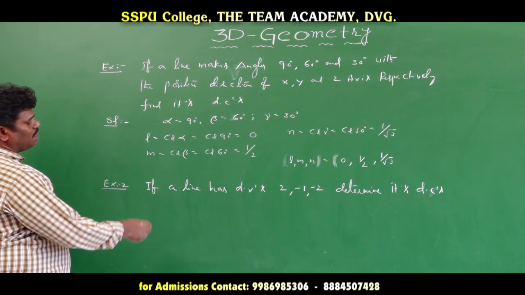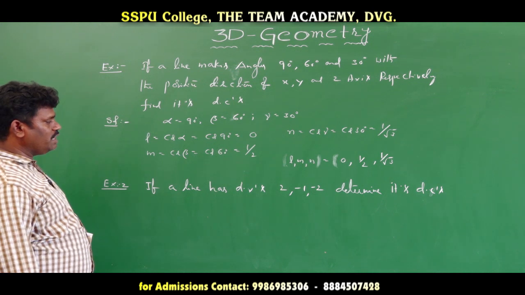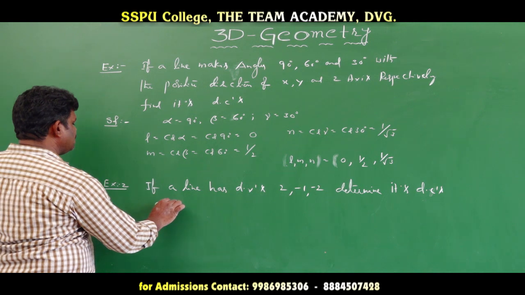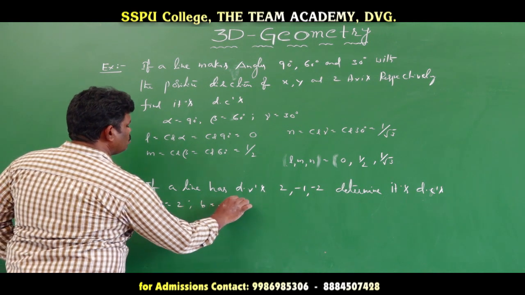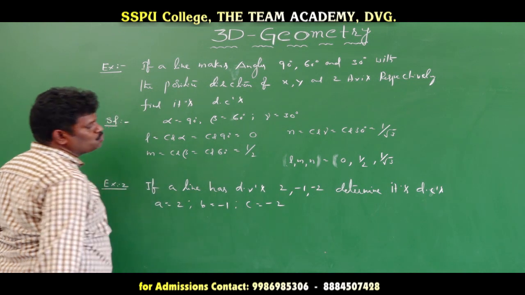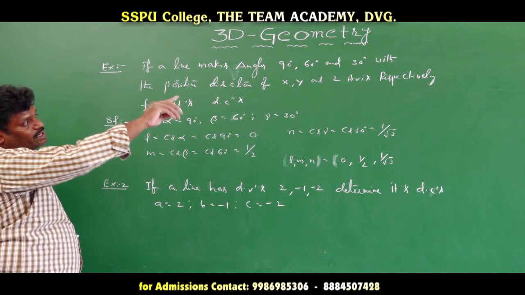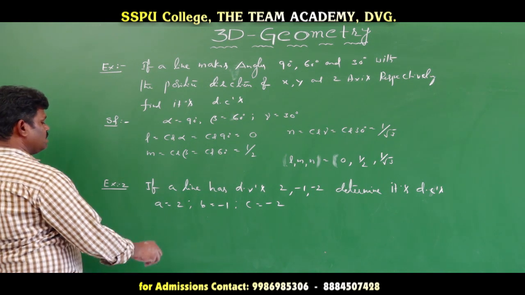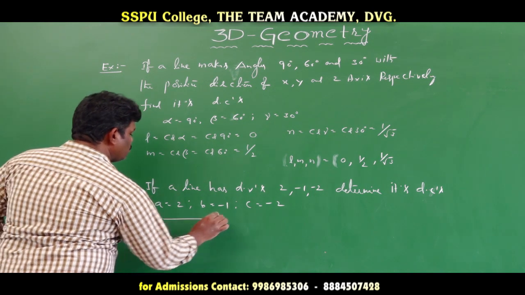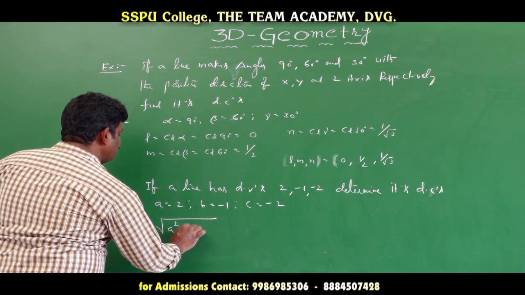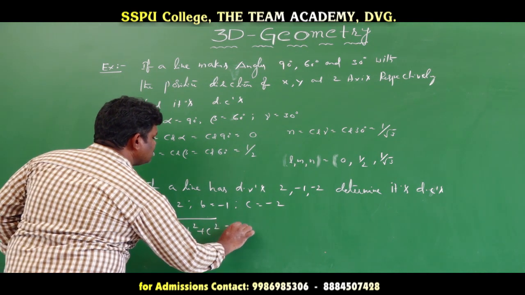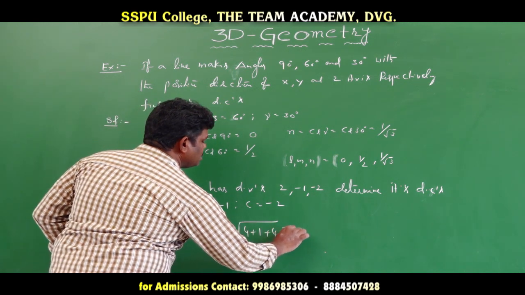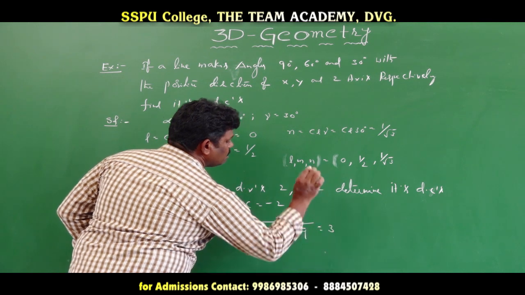And the next one: if a line has direction ratios, determine its direction cosines. Direction ratios given means a is equal to 2, b is equal to -1, c is equal to -2. The direction cosines are already explained: l is equal to plus or minus a by square root of a square plus b square plus c square. First we find this value: 4 plus 1 plus 4, that is root 9, that is equal to 3.